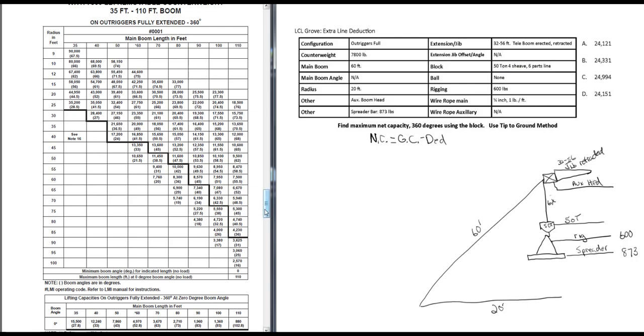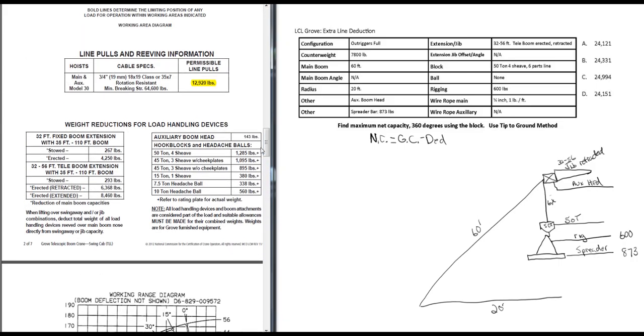Now we need to go to the load chart notes and find the weights for each of these deductions. First of all, 32-56 jib erected and retracted. 32-56 Teleboom extension, stowed, we don't want stowed, it's not stowed, it's erected and retracted. So the deduction there is 6,368 pounds. 6,368 for erected and retracted. Again, this is an area to be careful with. You've got three different options here. Make sure you read the information correctly and identify the correct deduction.